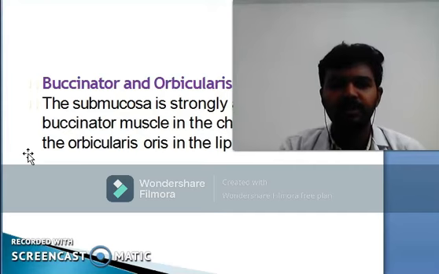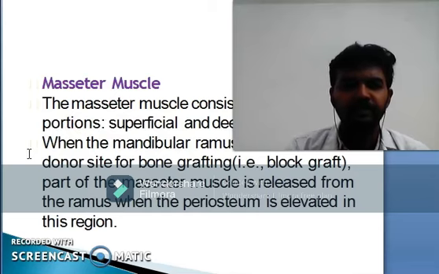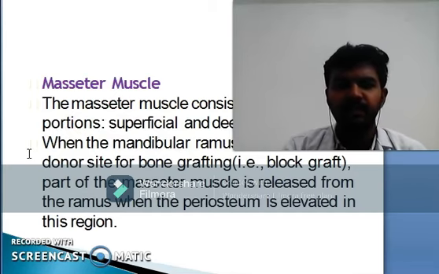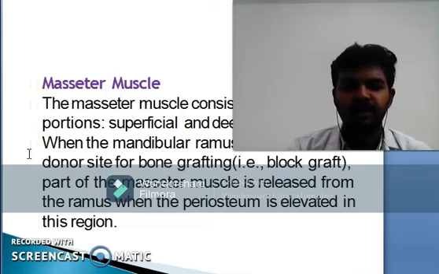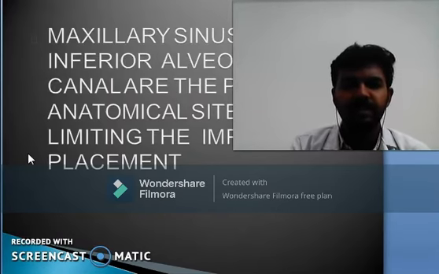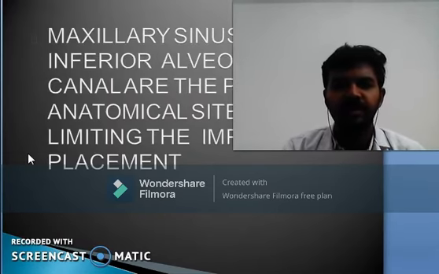Buccinator and the orbicularis oris muscle. The submucosa is strongly attached to the buccinator muscle in the cheek region and the orbicularis oris in the lip area. The masseter muscle consists of two portions, superficial and deep. When the mandibular ramus area is used as a donor site for bone grafting, part of the masseter muscle is released from the ramus when the periosteum is elevated in this region. The maxillary sinus and inferior alveolar canal are the principal anatomical sites limiting implant placement.